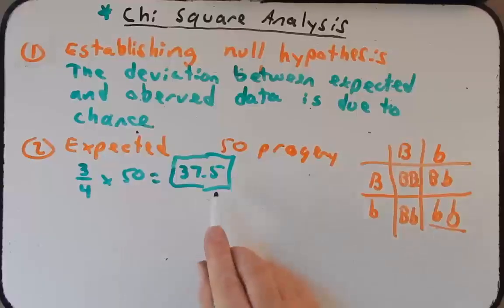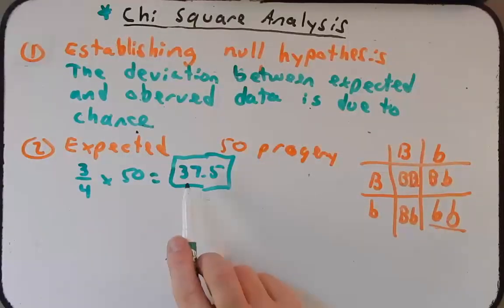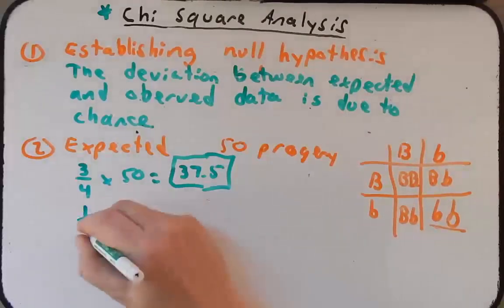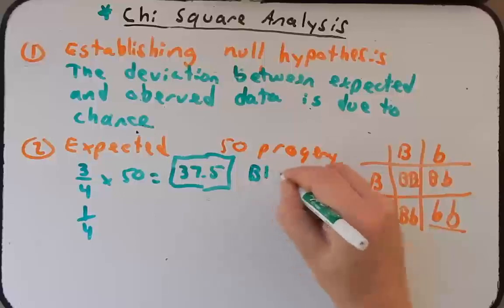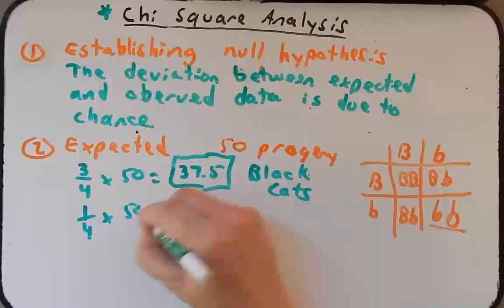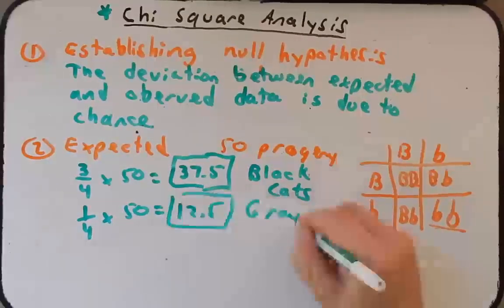Sometimes when people get a 0.5, they think they might have done it wrong because you can't have half of a cat. These are just expected data. We're not saying that you would actually see half of a cat that is black and half of a cat that's gray. Then our prediction for gray cats: we take 1/4 times 50, and that is 12.5 gray cats.